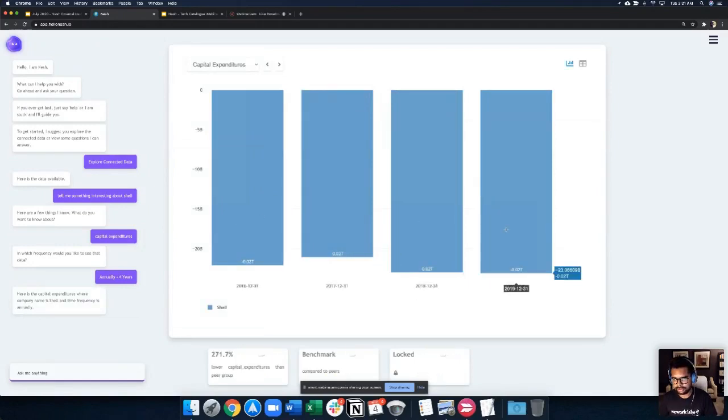So you can see they spent close to $23 billion last year. And at the bottom, you can see Nesh also gives you some statistical analysis of how Shell compares to the peers, and whether they are lower or higher than the average of that peer group. So you can look at that as well.